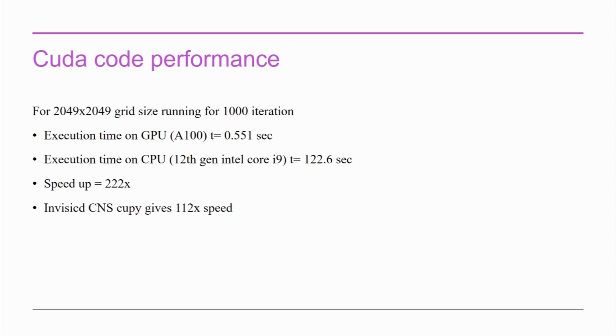We have done the performance check for a 2049 cross 2049 grid size for 1000 iterations, and we have seen the CUDA performance is 0.5 seconds and the CPU performance is 122 seconds, giving a speedup of 222x. For the inviscid compressible Navier-Stokes, CuPy gives a 112x speedup, which is very comparable with the CUDA code. But using profiling and better kernel optimization, we can get a better speedup in the CUDA code performance.